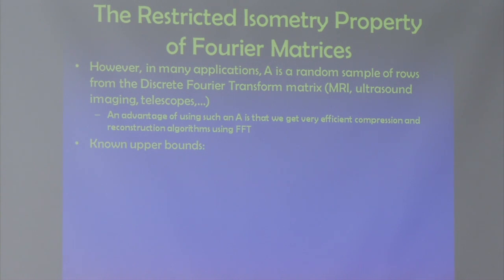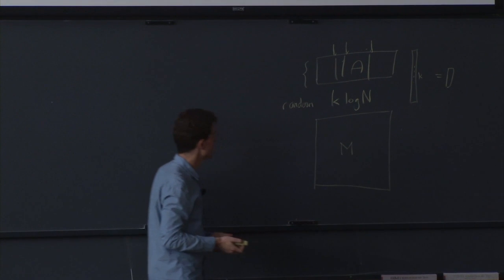So imagine now I take a square matrix. This is the discrete Fourier transform matrix. Let's call it M. And this is a nice matrix for many reasons.